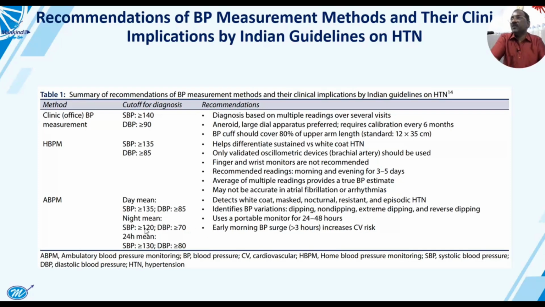During sleep, your blood pressure should be less than 120 systolic and less than 70. Over 24 hours, either day or night, your blood pressure should be less than 130 by 80. So these are the 5 definitions of hypertension: office blood pressure, home blood pressure, 24-hour ambulatory blood pressure, nocturnal blood pressure, and the daytime blood pressure.